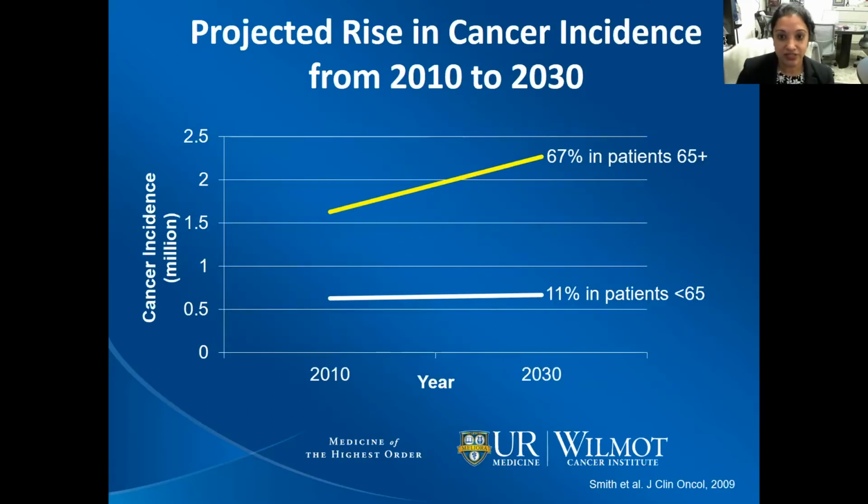This was a study that showed that between 2010 and 2030, there will be an increase in incidence of cancer in patients age 65 and over by 67%. This is compared to an 11% increase in incidence in patients younger than 65, because age is such a significant risk factor for cancer. I just want to comment that the fastest growing proportion of our population is those age 75 and over. This population is growing 4 times as fast as any other group.